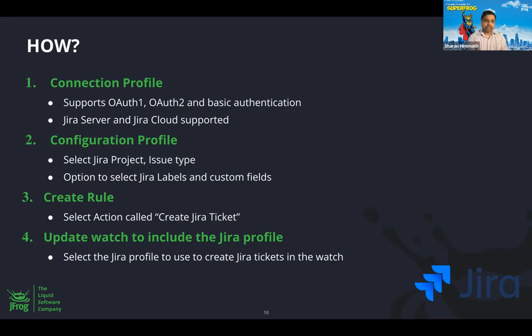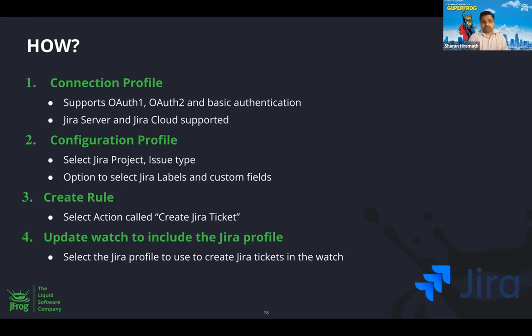For example, you want to create tickets in certain Jira project. You want to create certain issue type. For example, you might want to say this is a bug, or you can also say this is a security issue, and you can create a bug type of security, for example.